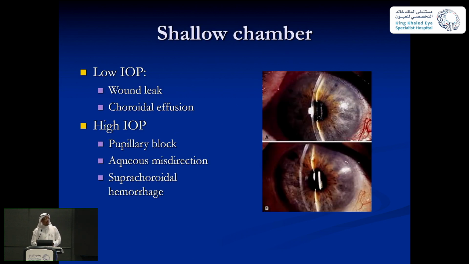We have shallow chamber. First day after surgery, you open the eye, you find a shallow chamber. You want to measure the intraocular pressure. If the intraocular pressure is low, it can be a wound leak or a choroidal effusion, so you have to test for that. If it is high pressure, it can be due to pupillary block, aqueous misdirection, or even suprachoroidal hemorrhage.